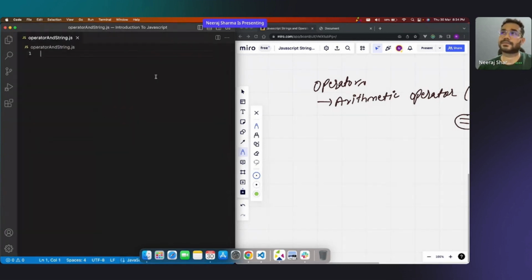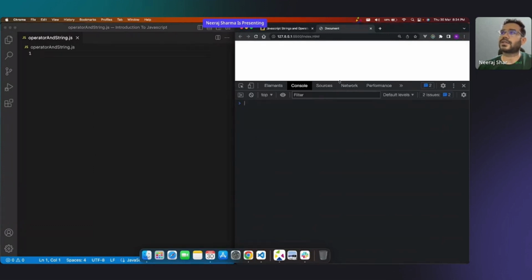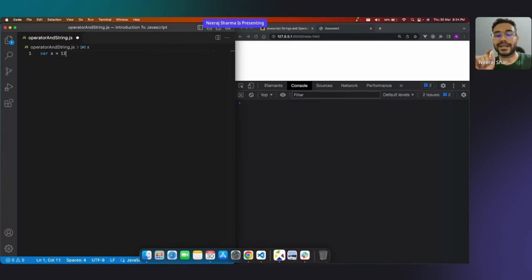Okay, let's come back here. We have operator and string. In our console, we do not have anything. Why? Because we haven't done anything in the operator and string file. Now, super simple. What is the way to create a variable? I say x is my variable and x is 12. When I'm saying 12, what essentially am I using? The assignment operator. What is this operator doing? It is taking the value 12 and moving it to x. Everyone agree?